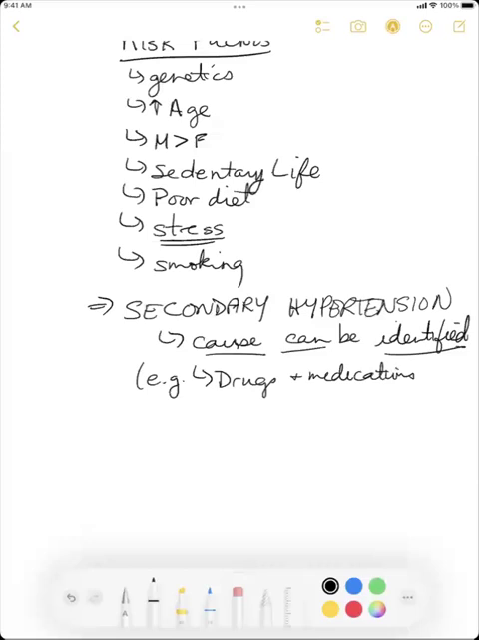So let's say, for instance, that somebody does cocaine. If someone uses cocaine, cocaine acts on the sympathetic nervous system. It acts very similarly to a strong epinephrine. It allows epinephrine to work for a very long time, and it will cause increased resistance in the blood vessels.